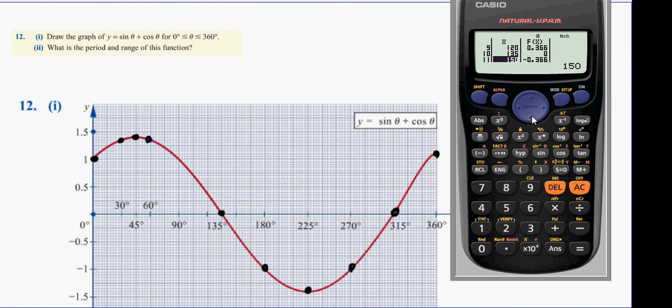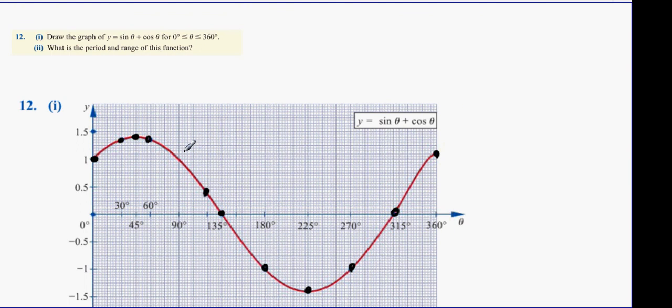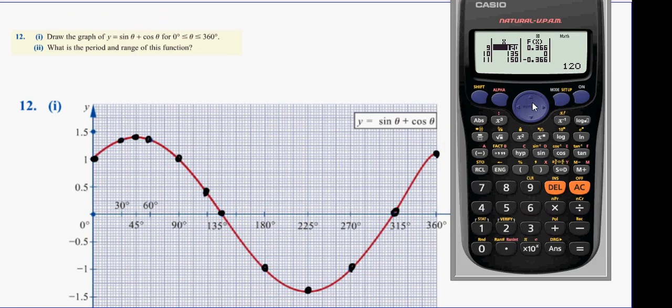I'm not going to plot them all because it'll take too long, but I'm plotting just enough that I can get a rough gauge. So like 120 would be 0.3, which would be around here. Then I could do another one in between, so I could go for 90 degrees, which is worth 1. And then I could just join all the dots together to get my graph.